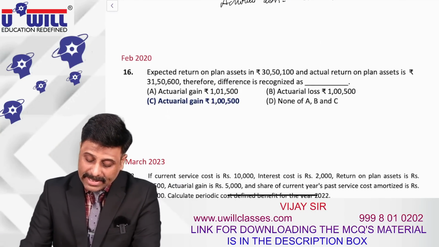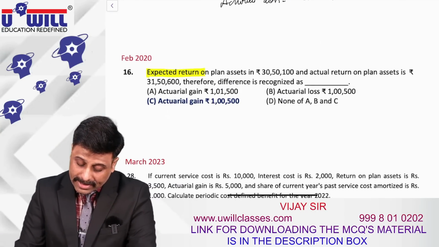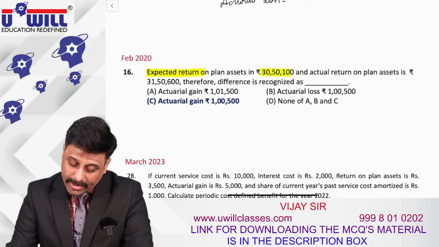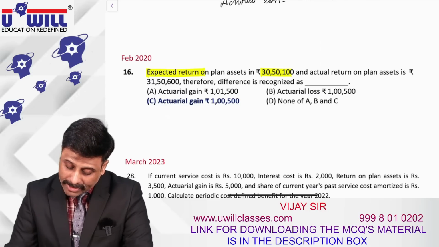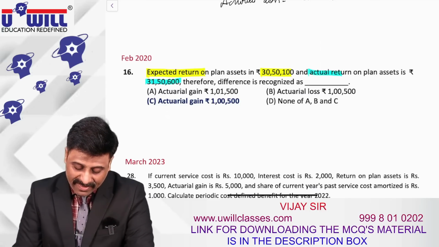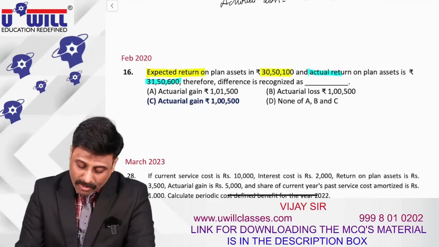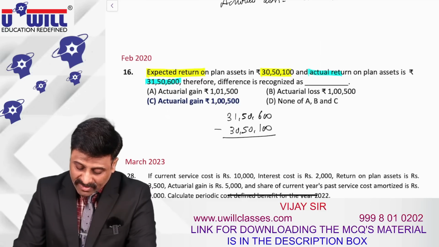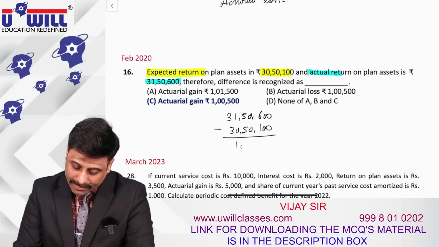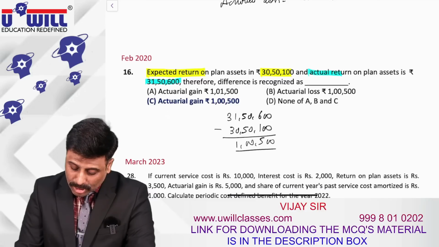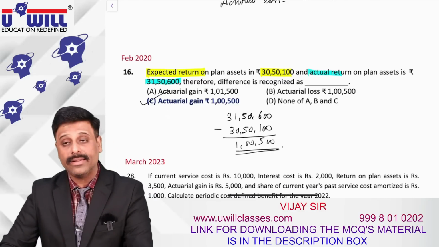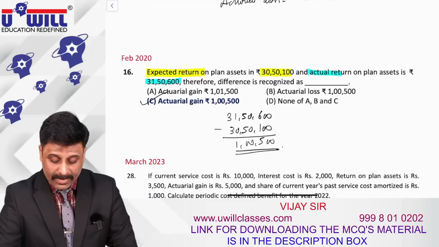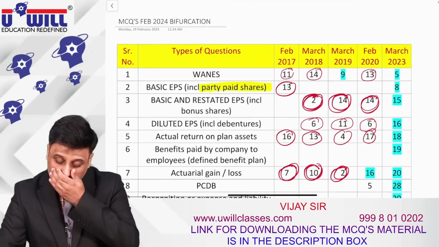Okay. यहाँ पे सब directly दे दिया हुआ है. Expected return is 30,50,100 and actual return on plan assets is 31,50,600. So straight away what we have to do? Actual return minus expected return. Positive answer of 1 lakh 500 is actuarial gain. Okay. So I hope everyone is clear with that. Done.